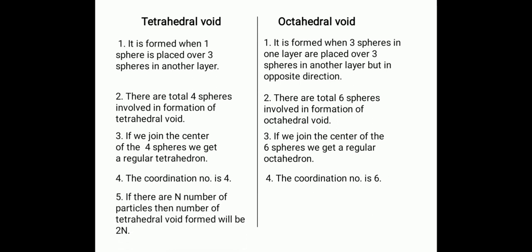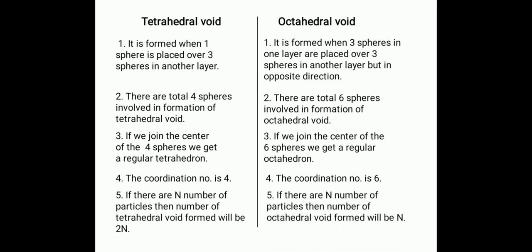And the fifth point, which is very important and will be useful in the coming lectures to solve certain kinds of numericals. Listen very carefully. If there are n number of particles, then the total number of tetrahedral voids will be equal to 2 times n, or 2n, whereas if there are n number of particles, then the number of octahedral voids will be equal to n. This statement will be applicable in the coming videos to solve certain kinds of numericals. So remember this point and remember this distinction, very important from your exam point of view.